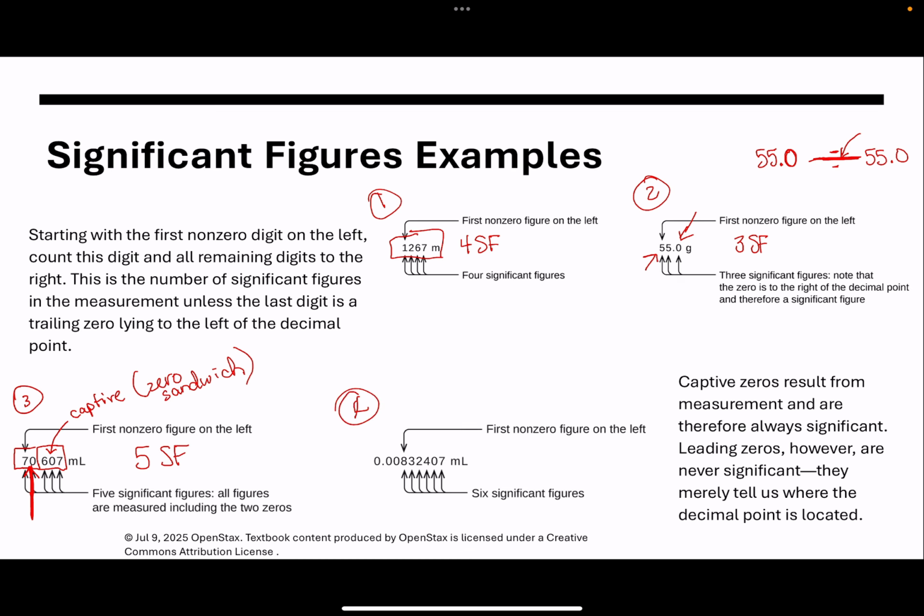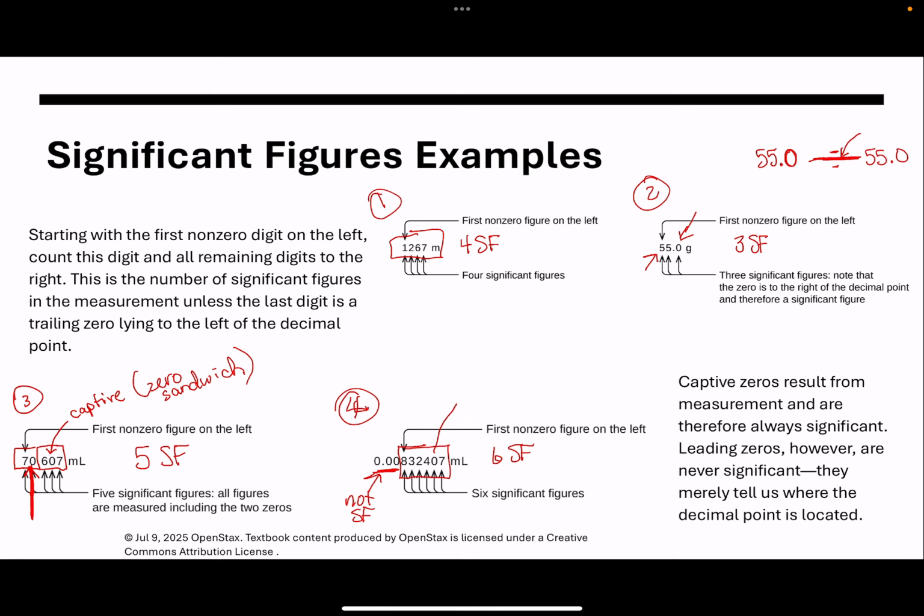Here we have number 4. We see that we have three numbers before the first non-zero digit, and that means that these three numbers are not sig figs. They're not significant. So anything starting after the 8, because it is after a decimal, is going to be significant. So here we have 6 sig figs.